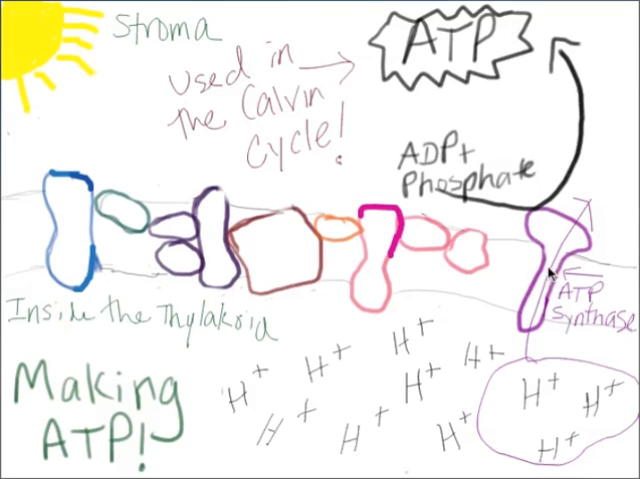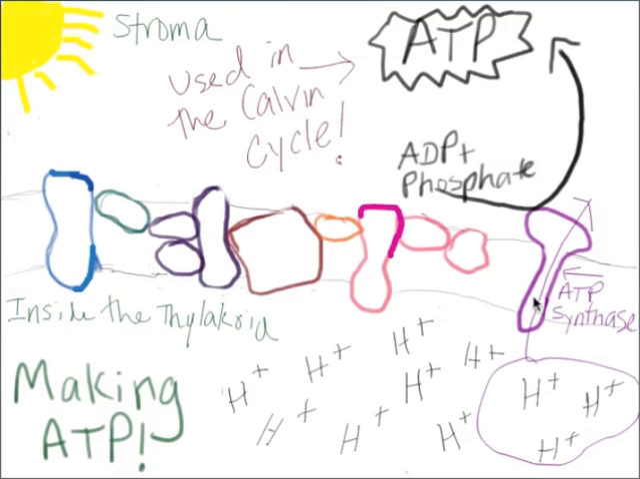In this case, we have a molecule that spans the thylakoid membrane, just like all your other molecules, and as the hydrogen goes through that molecule, the ATP synthase, and goes from an area of higher concentration to an area of lower concentration, ATP synthase harnesses that energy, and it uses it to create ATP by adding a phosphate group to ADP. And that ATP is then used in the Calvin cycle.